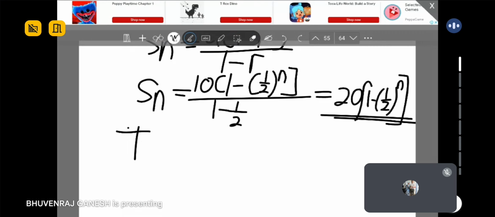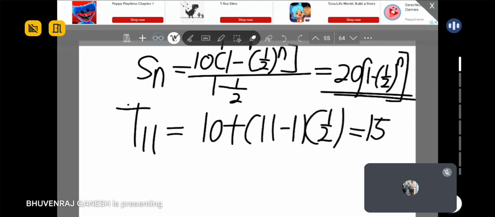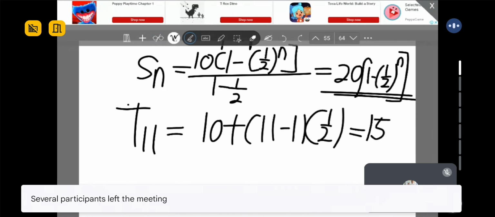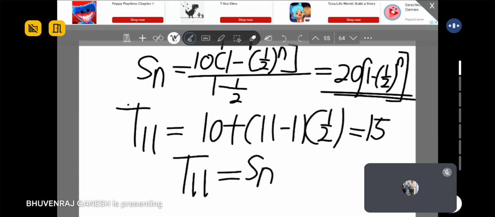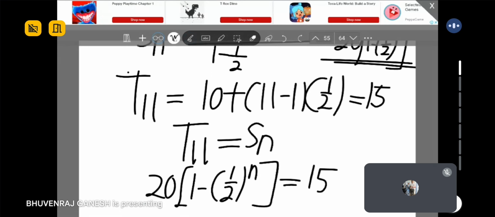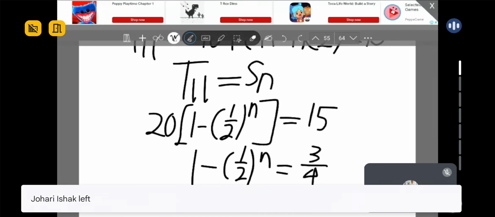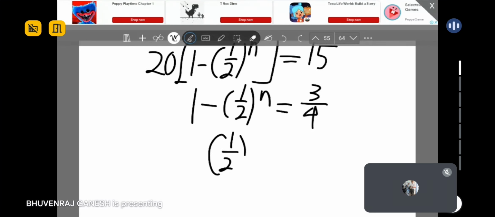This one over here. Or you can find T11 also can. Kalau kamu nak cari T11 pun boleh. So T11 you can find out. A plus n minus 1 D. So this value is actually 15. You count T11 first. Then T11 sama dengan Sn berdasarkan soalan. Question tell you this information. So you can equal both answer. So 20 times (1 minus (1/2)^n) equal to 15. So now algebra. So you will get 1 minus (1/2)^n equal to 3 over 4. Selepas pemudahkan, so you will actually have (1/2)^n equal to 1 over 4.